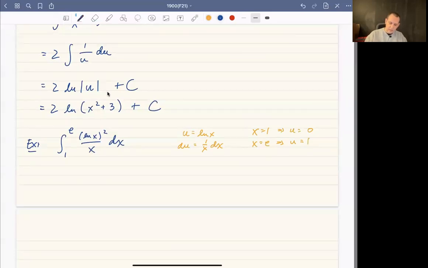And so this integral is going to become the integral from 0 to 1 of the natural log of x squared, that would be u squared. And then our 1 over x dx is our du. And altogether, that's going to be 1/3. Okay, you got 1/3 u cubed. Plug in from 0 to 1, you got 1/3.